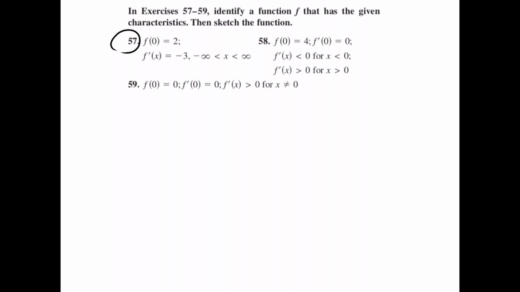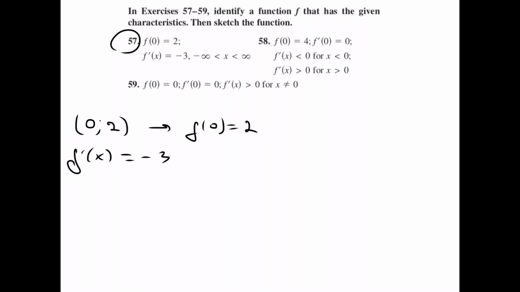So we want to find the function that passes through the point (0, 2), because we are given that f of 0 is 2, and that has a first derivative f dash of x equals negative 3. The first derivative at a point represents the slope of the tangent at that point, or you can say that it's the same as the slope of the function at the given point.